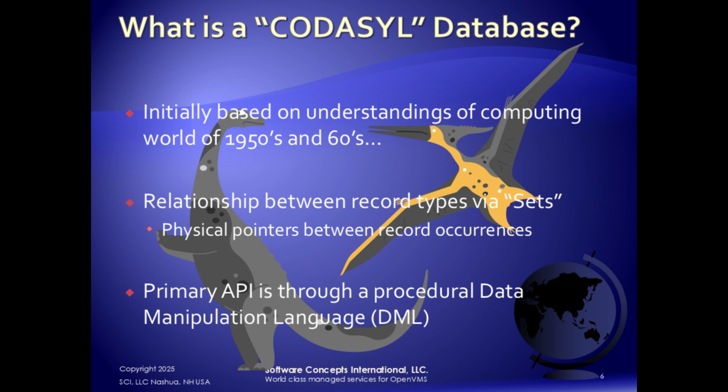I'll start with this inventory record. Physically in the inventory record, I might have a physical pointer to the address of the first detail record. The first one would have a link to the next one, and the next one, and the next one. That pretty much defines the methods for accessing the data within a CODASYL database. It's very procedural, step by step.